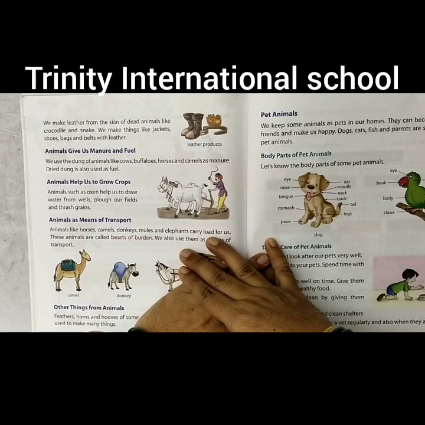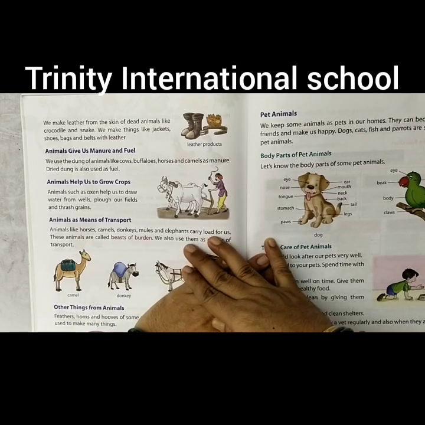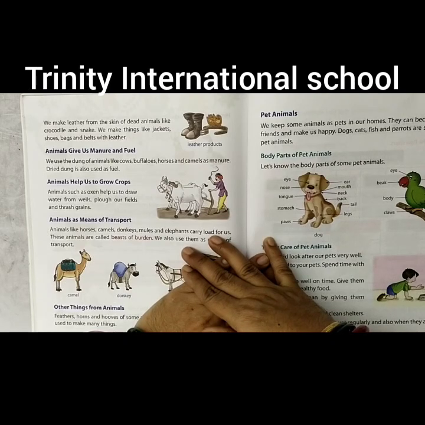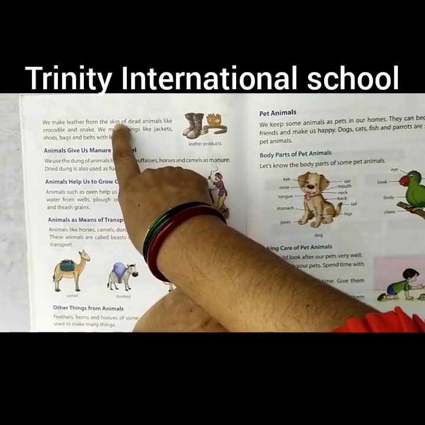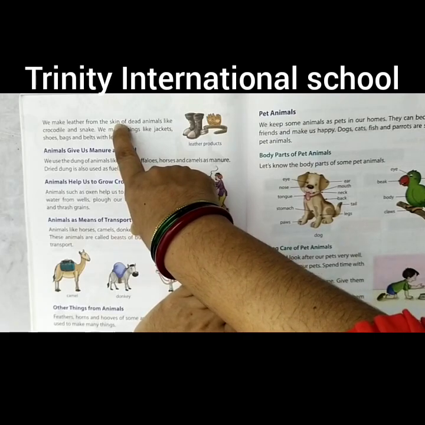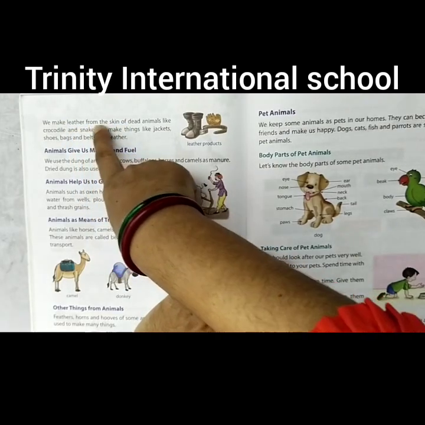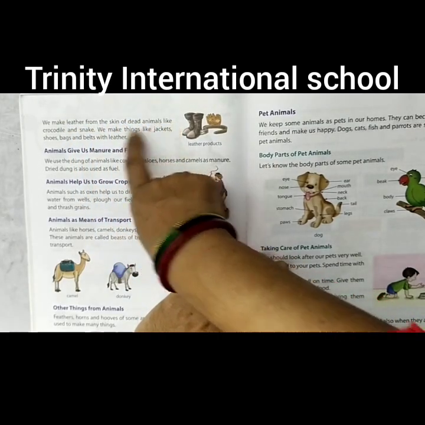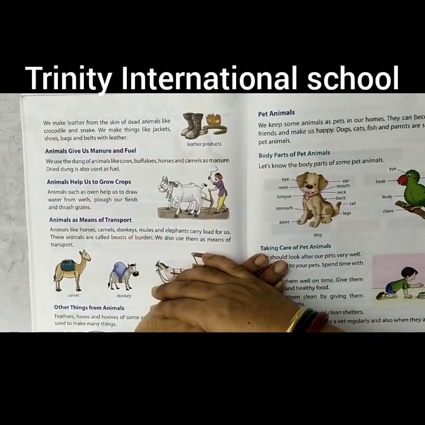लेदर से जो भी मटेरियल बना होता है वो लेदर कहाँ से मिलता है हमें? लेदर वी गेट फ्रॉम द स्किन ऑफ डेड एनिमल्स. लेदर हमें स्किन डेड एनिमल्स के स्किन से मिलता है. We make leather from the skin of dead animals like crocodile and snake.